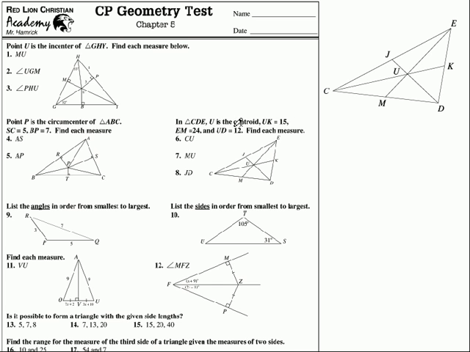It says triangle CDE, use the centroid. So what in the world is the centroid, that point right there? Well, you find the centroid by finding the medians of the triangle, from all 3 angles. What is the median? It's from the vertex to the midpoint of the opposite side. So it goes from the vertex to the midpoint of the opposite side.